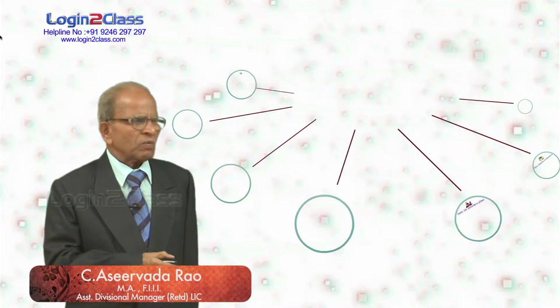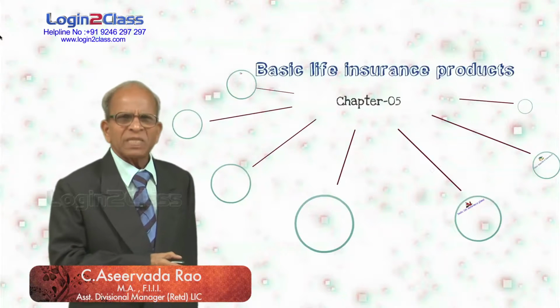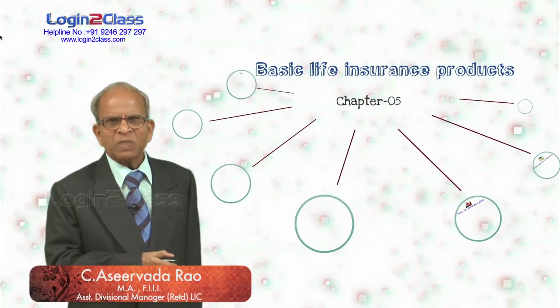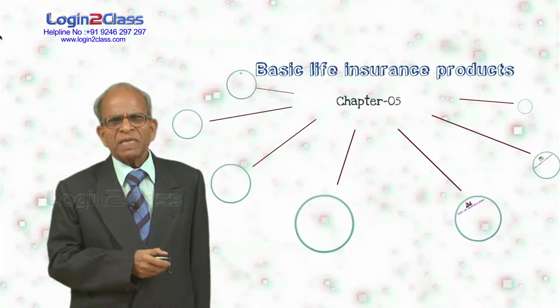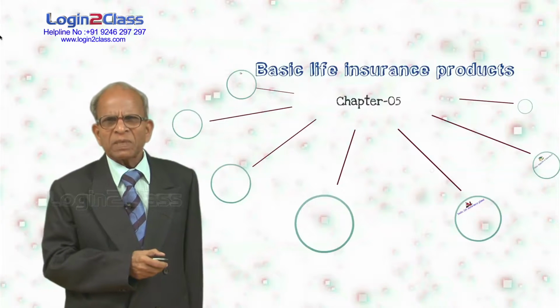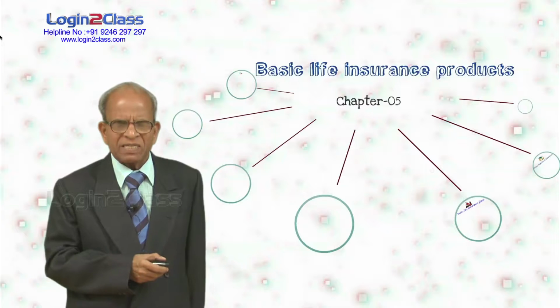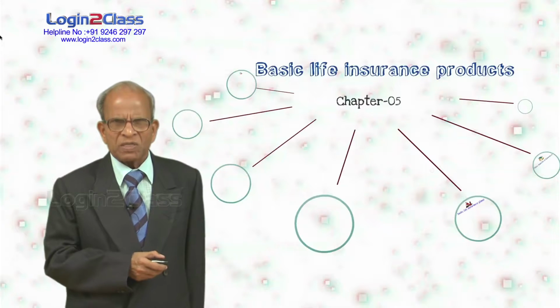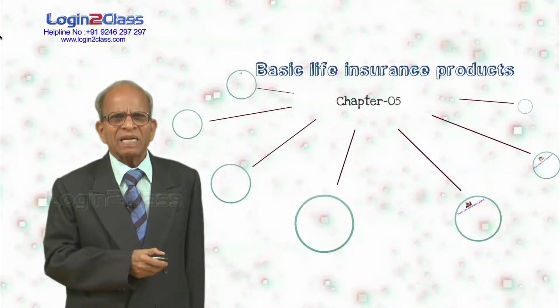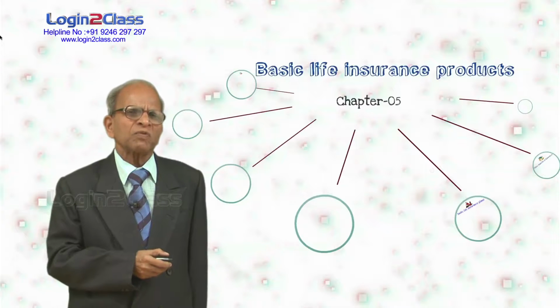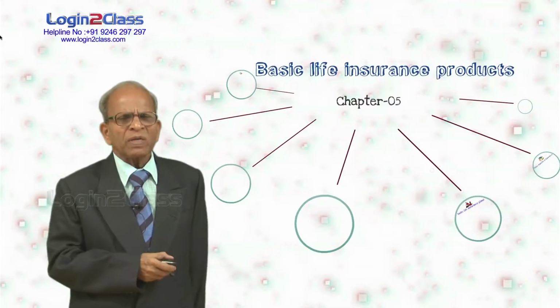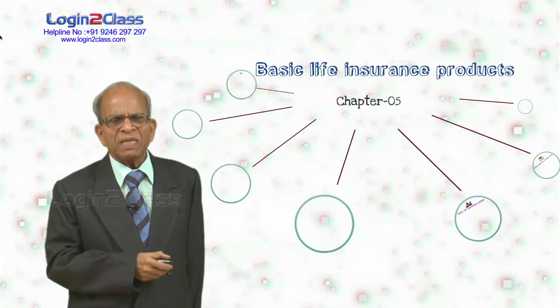Dear friends, we shall now do chapter 5, which is entitled Basic Life Insurance Products. This is an important chapter because you are prospective life insurance agents or advisors and you are going to sell the products. So you should have a correct understanding of the products in order to be successful in the sale of the products. You can expect 2 questions from this chapter in the examination.